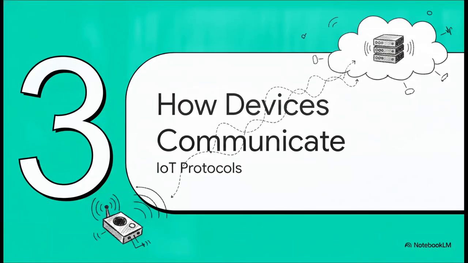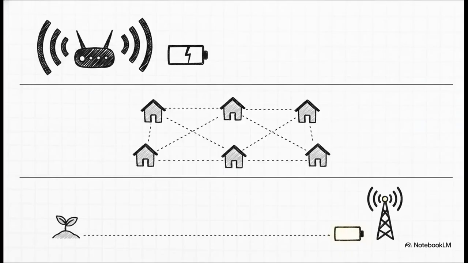Section 3. How devices communicate. So you might be wondering, how exactly does a tiny battery-powered sensor talk to a server that's miles and miles away? Well, the answer is they use different languages or communication protocols depending on the specific job. There is absolutely no one-size-fits-all here. You have Wi-Fi and Bluetooth, which are great for high bandwidth, but man, they're power hungry. If you put a Wi-Fi sensor out in a farm field, the battery would be dead in days.